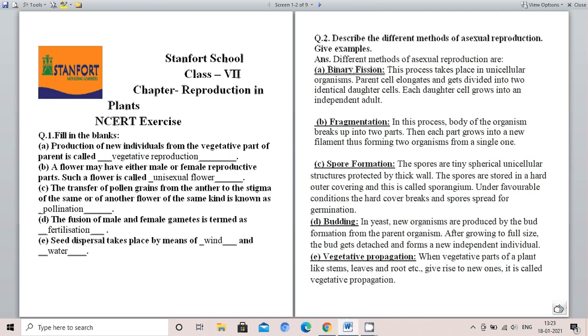Next we have the budding. Budding takes place in yeast, where an organism has a bud-like appearance attached to the parent body, and when this bud grows properly and matures, it gets detached from the parent body and then becomes a new independent individual, like in yeast. Next we have vegetative propagation, in which the plant parts, that is the vegetative part से एक new plant arise करता है. It is known as vegetative propagation.